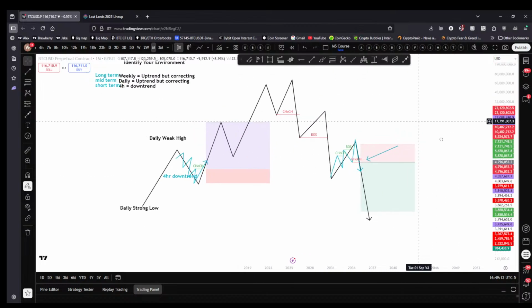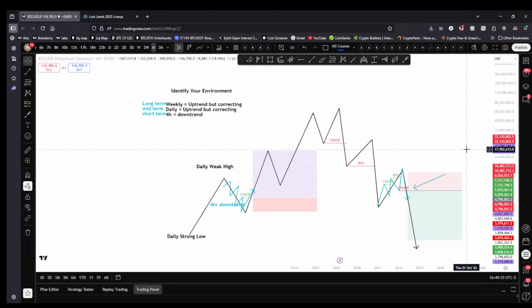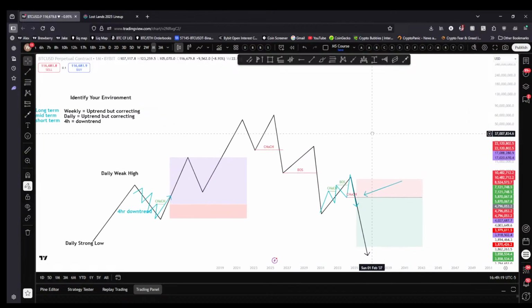Okay. So we're not going to go over stuff like spider lines in this stream, Becker, just because we're focusing on market structure.